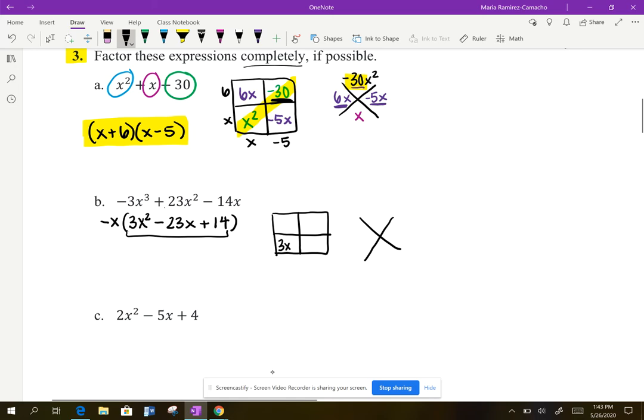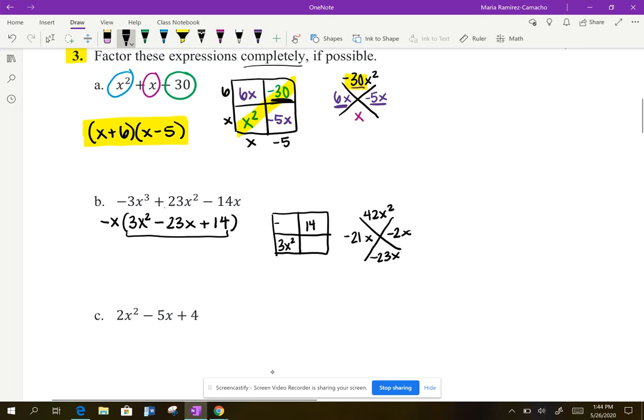3x squared goes down here, +14 goes up here. We multiply those two and we get 42x squared. We take our x term, -23x, and put it down here. Now we've got to figure out what two numbers multiply to 42 and add to -23. Because we have a positive product and a negative sum, I'm thinking that these two numbers are going to be negative. They are going to be -21 and -2. -21 plus -2 is -23, and -21 times -2 is +42.